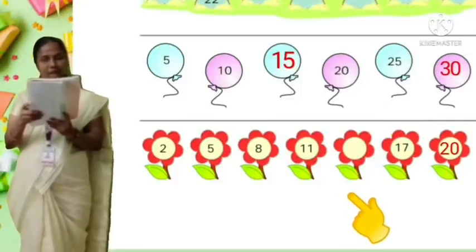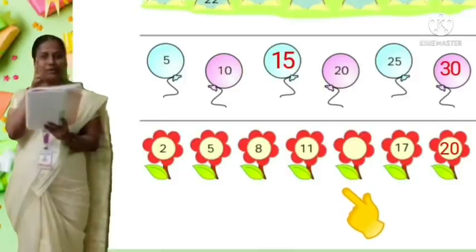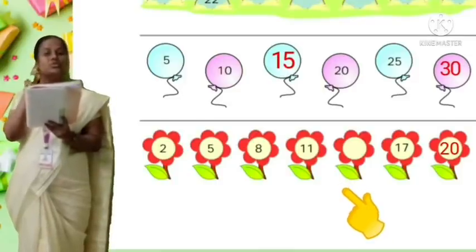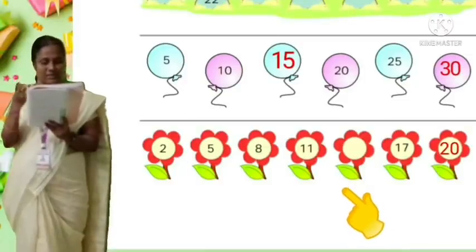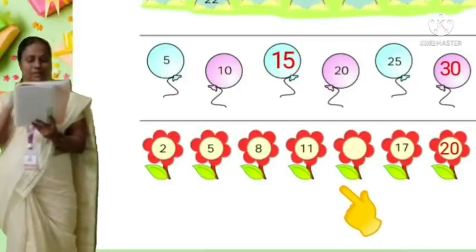2, 5. It is counting by threes. Here you have to leave two numbers and then the third number you have to write. Okay, the third number you have to write. You have to leave 2 numbers. The third number you have to write.